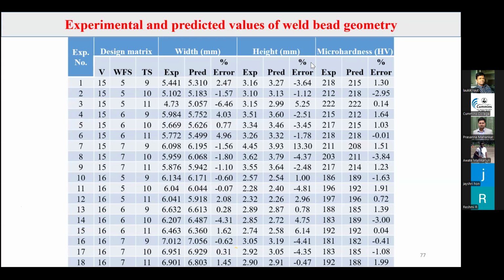Then for height, this is experimental and predicted. So this is experimental height, this is predicted height, and this is the percentage error. Again, it is less than 5%. So we have 95% accuracy. And this is for micro hardness, experimental, predicted, and this is the percent error.